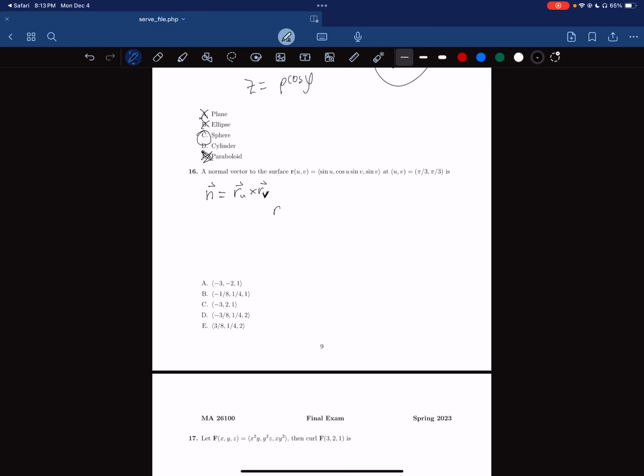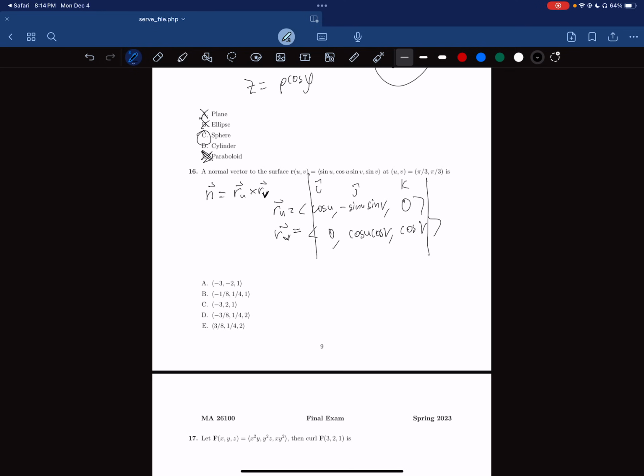Okay, so we can get r_u pretty easily. Just cos u. Very easy to mess these up, and hopefully I don't. Sine u, sine v, 0. r_v is given by 0, cos u, cos v, cos v. Hopefully I don't make a mistake here. Okay, now we're looking for the cross product. If we just think about i, j, and k, we're just looking for the determinant like that. It's a little crude here, but you get the point.